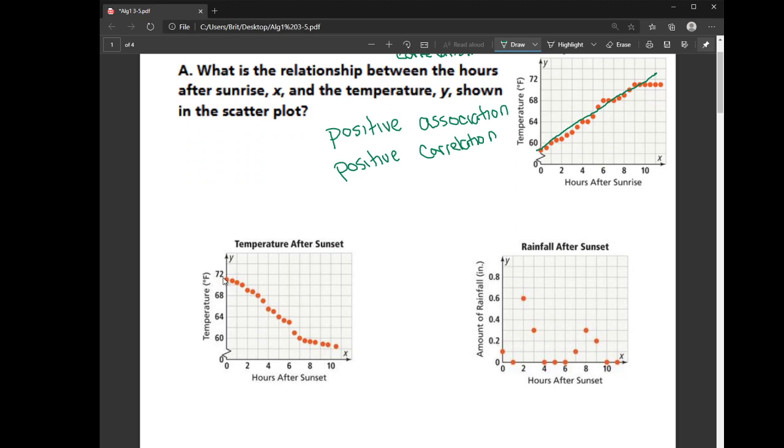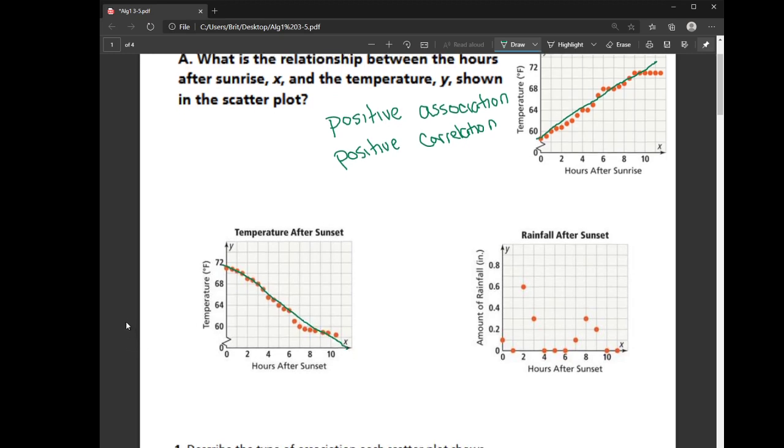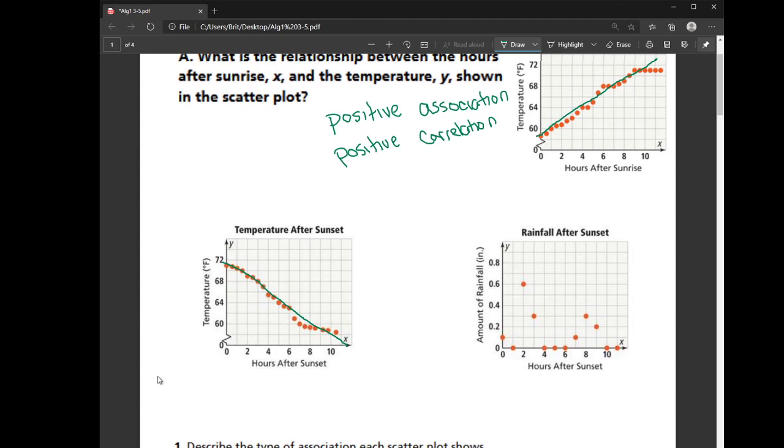Now again, on this example, these are the hours after sunset. I can draw a relatively straight line with most of the points on it. So we would say that this has a negative association or correlation.